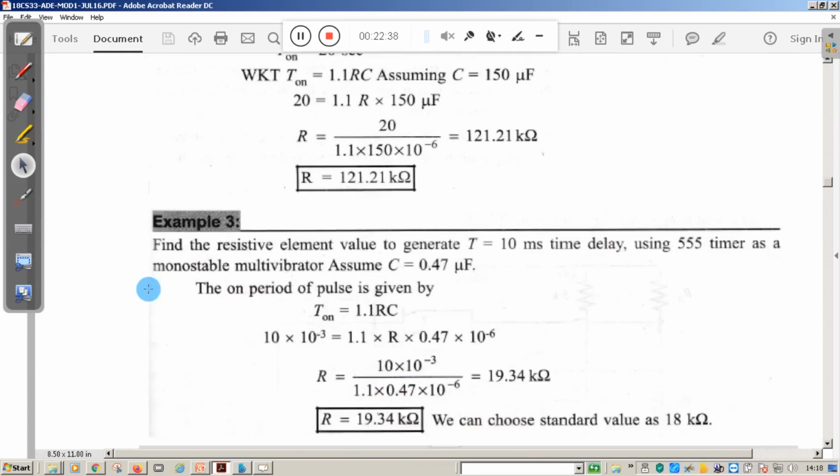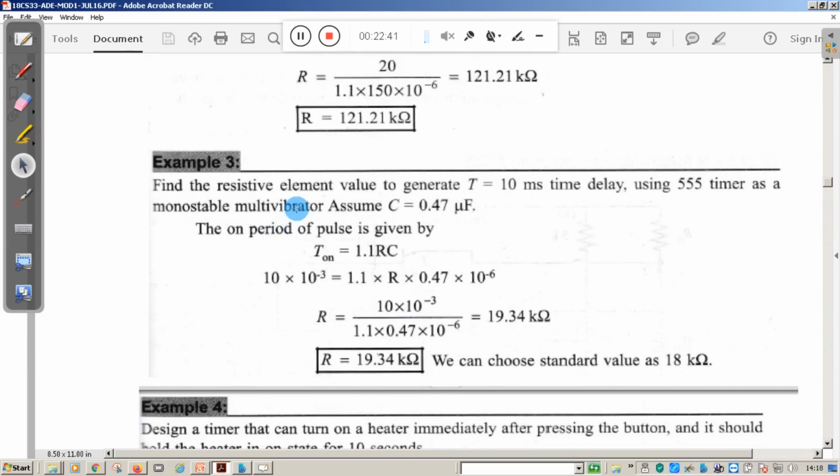We'll move to the next problem. Find the resistive element value to generate T = 10 millisecond using a 555 timer as a monostable multivibrator. Assume C = 0.47 microfarad. Here the value of C is given and we know T1 = 1.1 RC. We don't know R; T1 is 10 millisecond, that is 10 x 10^-3, and C is 0.47 x 10^-6. When you solve this, you will get R = 19.34 kilo ohm.